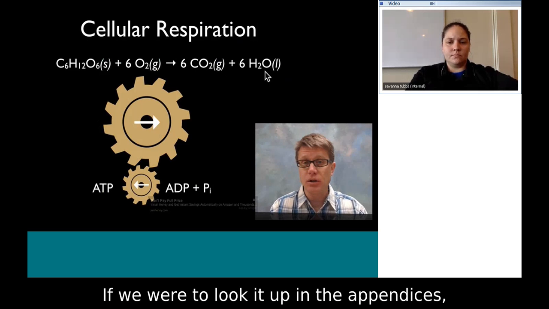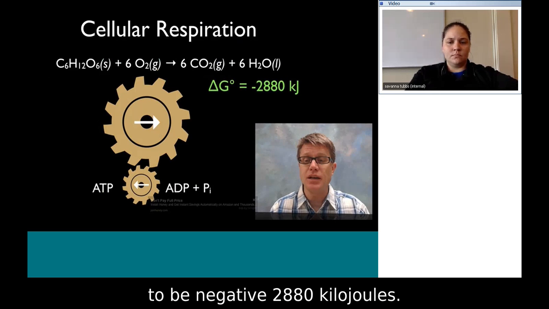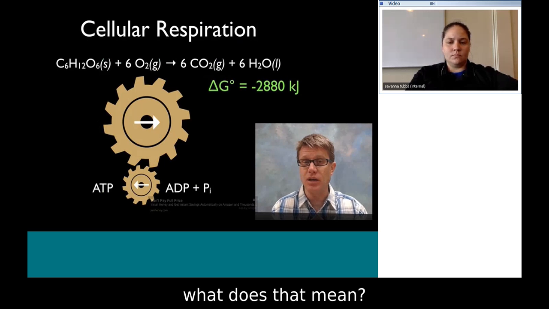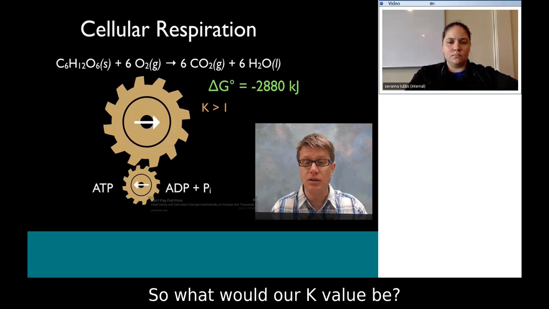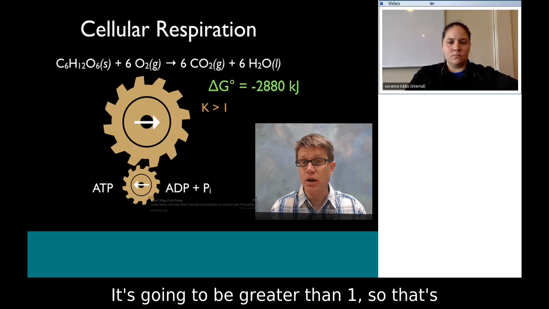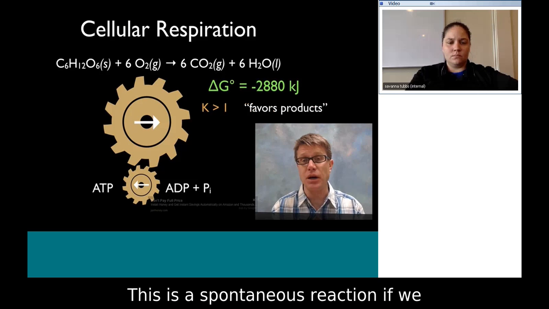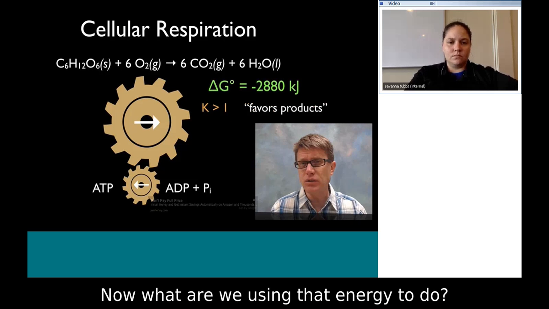If we were to look it up in the appendices, we'd find our delta G value is going to be negative 2880 kilojoules. So we've got a delta G value that's a negative value. What does that mean? It's going to shift towards the right. So what would our K value be? It's going to be greater than 1. So that's going to favor our products. It's going to move towards the right. This is a spontaneous reaction if we can get it going, and we use enzymes inside the cells to do that. Now, what are we using that energy to do?